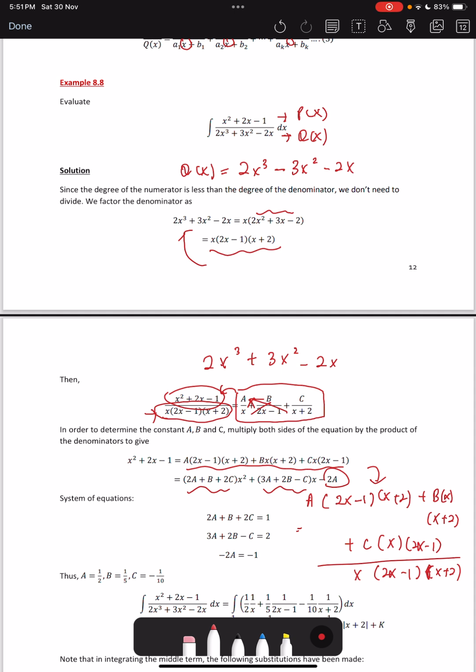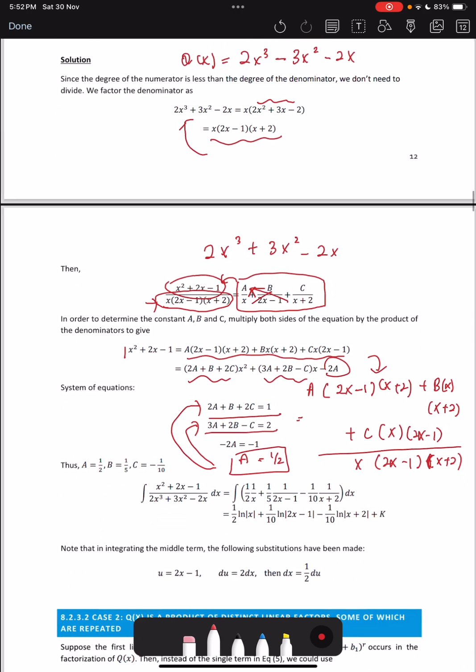So 2A plus B plus 2C is equivalent to 1, for x squared. 3A plus 2B is equivalent to 2. And then negative 2A is equivalent to negative 1. So from here, you know that A is 1 over 2, because negative 2A equals negative 1. When you know A, you replace the A here, here and here. So you will get two equations, and when you get the two linear equations, you can solve for the values of B and C.